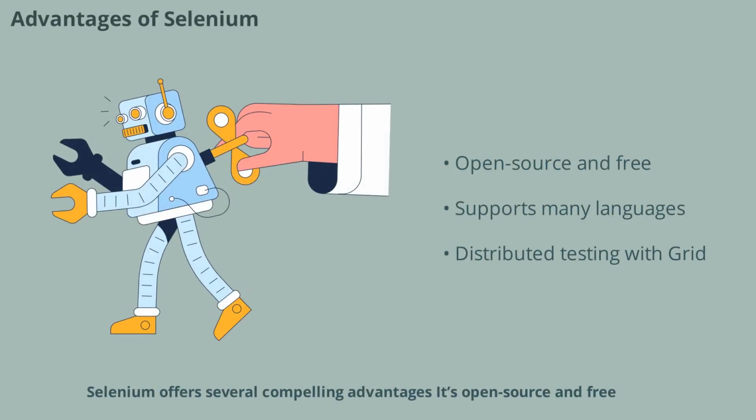Selenium offers several compelling advantages. It's open source and free, eliminating licensing costs. The tool supports multiple programming languages, such as Java, Ruby, and Python, and allows for multi-browser testing. Selenium's active community and wealth of online resources make troubleshooting and learning easier. Non-programmers can use Selenium IDE to write scripts, and Selenium Grid enables distributed testing on remote machines, making it a flexible solution for teams of all sizes.